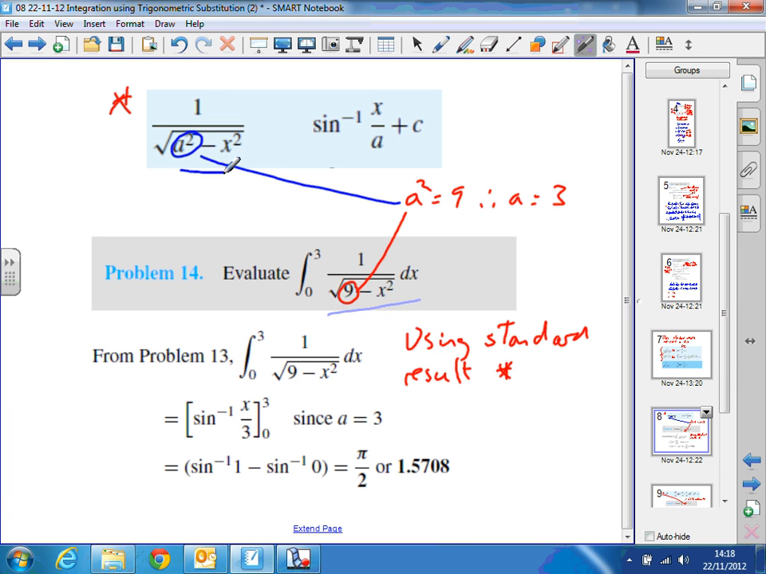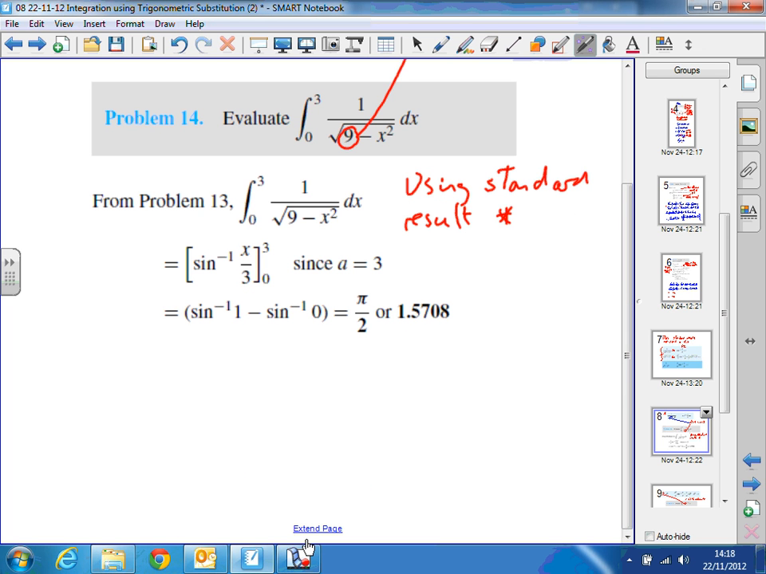So all I've got to do is say, a squared is 9, so therefore a must be 3, the square root of 9. So that means we can just say the integral of 1 over root 9 minus x squared just becomes sine to the minus 1 of x over 3, between 0 and 3. I just write down the answer and work out what that is. And so it becomes pi over 2, or 1.5708. So if you look at the question, it's 3 lines, so long as you recognize that that's the standard result you're having to use.